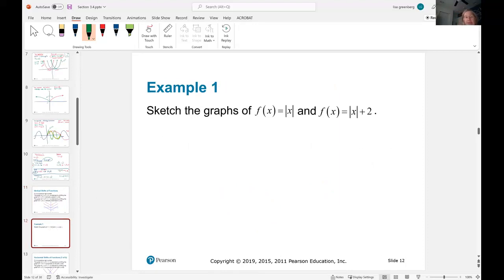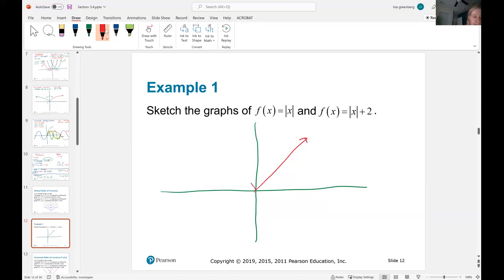So for example, if I have this graph, what does the absolute value look like? Hopefully everybody knows that it looks like a V, right? It's the absolute value of x. Now, the next thing we have to decide is whether this is a horizontal or a vertical shift. This is vertical because the 2 is outside of the function. The function is absolute value.